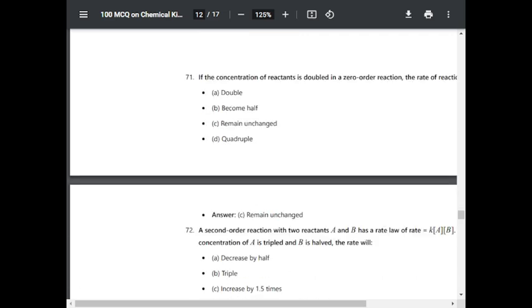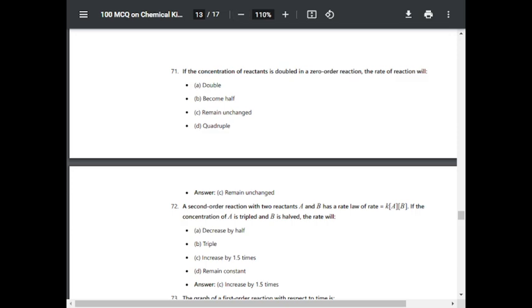Question number 71. The concentration of reactant is doubled in a zero order reaction. The rate of reaction will be: option A, double; B, become half; C, remain unchanged; D, quadruple. The correct answer is C, remains unchanged. If the concentration of reactant is doubled in a zero order reaction, the rate of reaction will remain unchanged. That is, option C is correct.